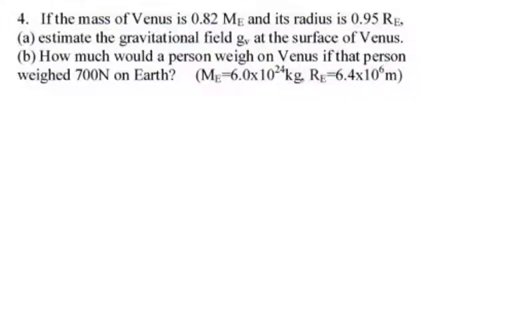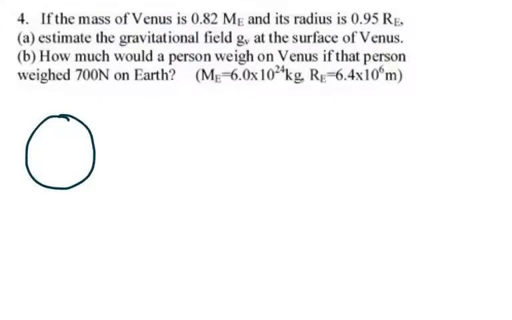Here's sample test 4, problem 4. If the mass of Venus is 0.82 mass of Earth and its radius is 0.95 the radius of Earth, estimate the gravitational field g sub V at the surface of Venus. How do you measure the gravitational field in general?